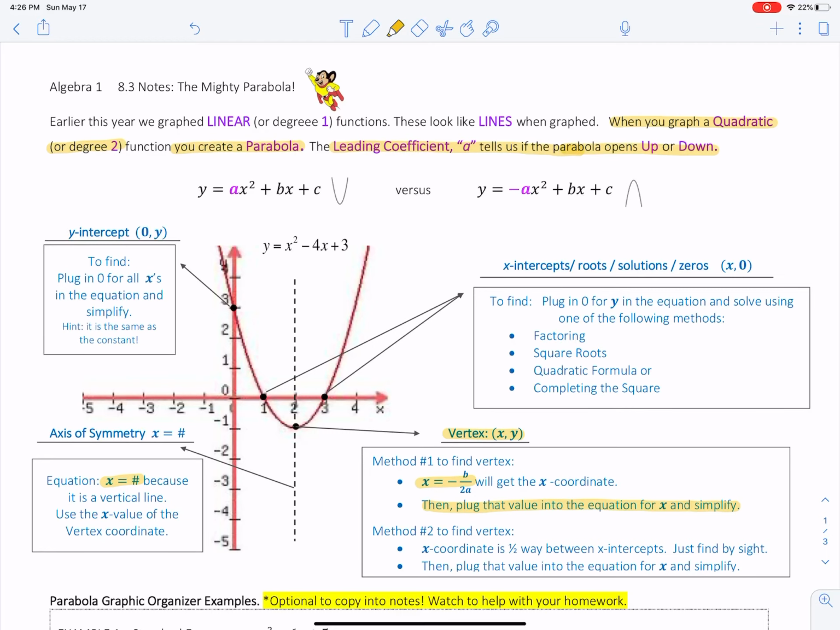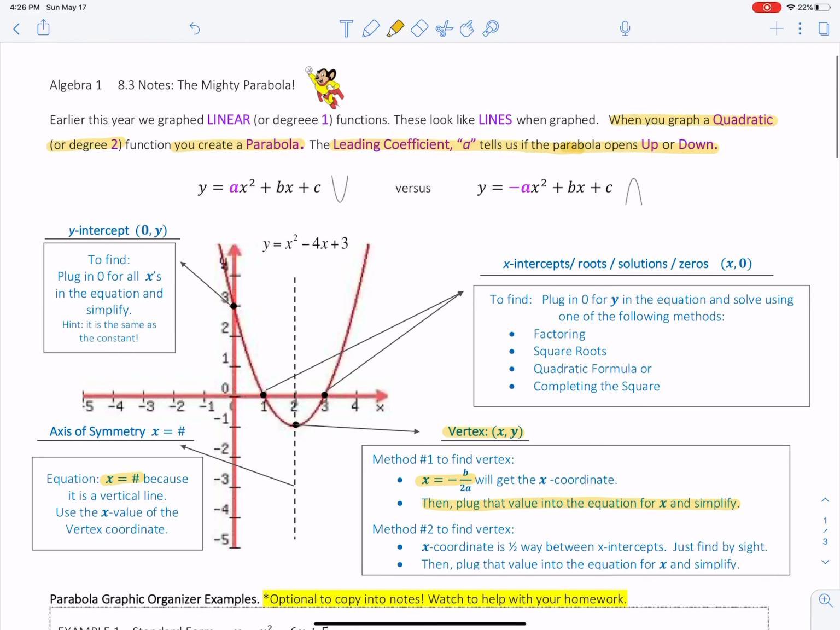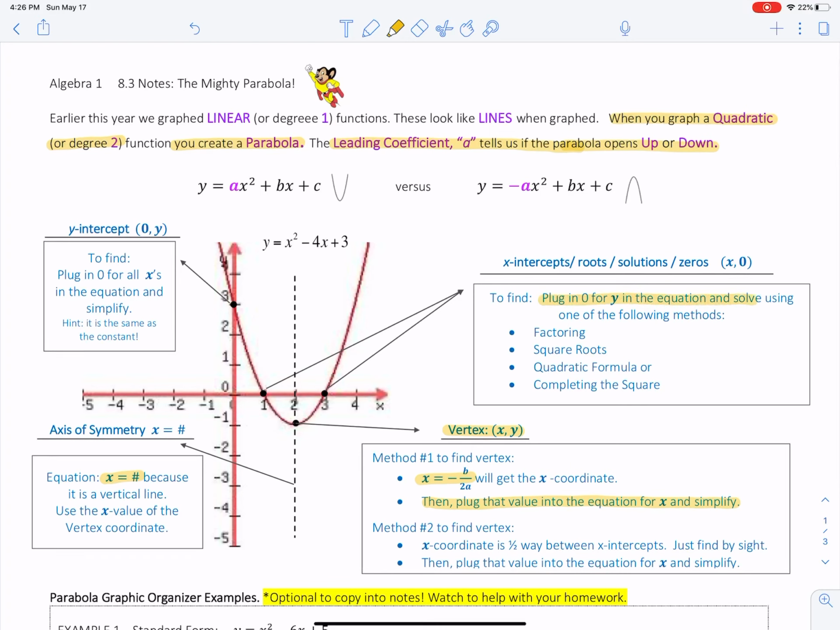These roots that you have, also known as your solutions or your zeros, you can find by plugging in y for the equation and solving using any of the 4 methods that we know. Now, your y-intercept is probably the easiest because your y-intercept is always that constant, or what happens when you plug in 0.